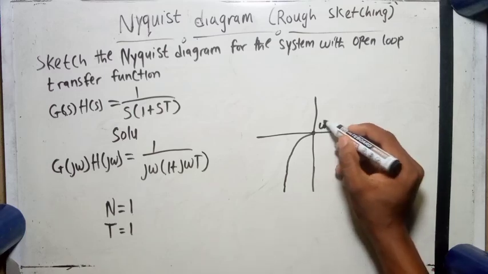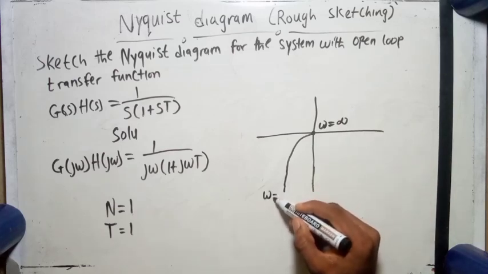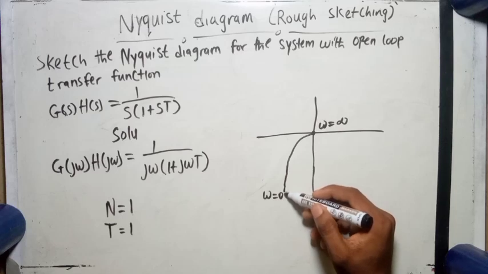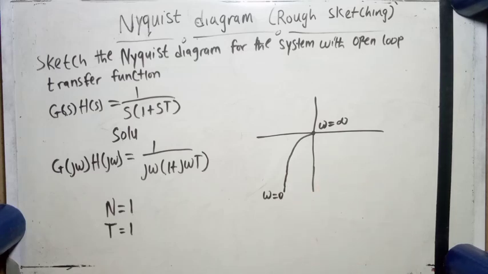This is where omega tends to infinity, while here is where omega is 0. So it starts from infinity. We don't actually know the value of this point, so this point is actually infinity. When omega is 0, it starts from infinity. And when omega is infinity, it tends towards 0. So this is a rough sketch of how it should look.